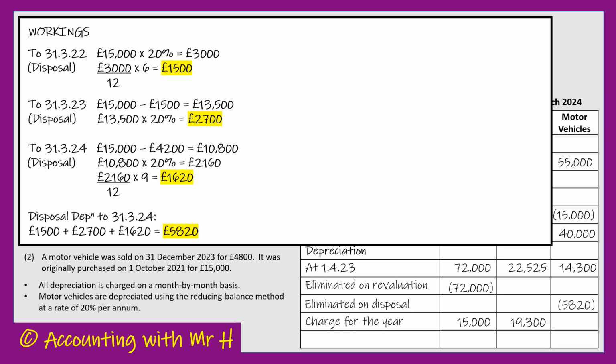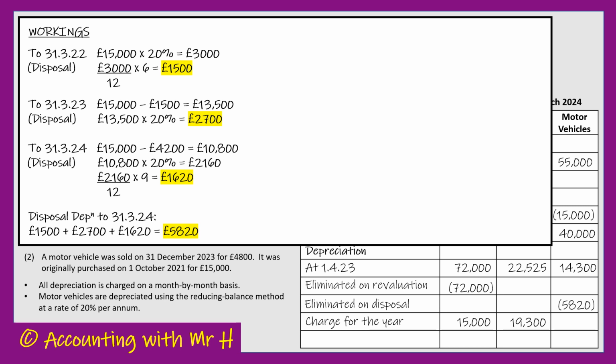Then I come round to the charge for the year. And I need to work out, this is essentially the figure that would have appeared in the income statement, the depreciation charge for the year on the vehicles. A bit like we did with the plant and machinery, where we worked out the depreciation on the plant and machinery that they'd owned all year, and then worked out the depreciation on the new plant and machinery, I'm going to do something similar here.